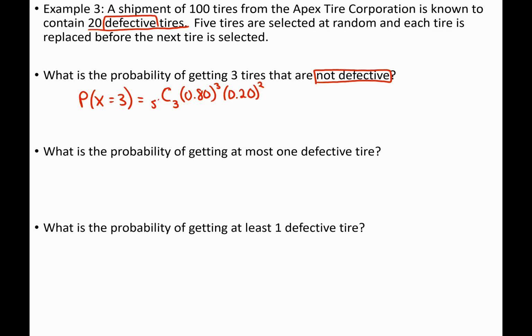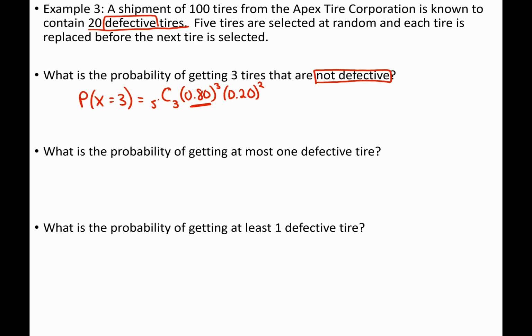So be careful on the first part. I want 3 tires that are not defective. From the question, I know that 20 out of 100 are. I know 20% are defective. So if I want not defective, I need that 80% as my success. So you have to make sure when you're setting things up, you might have to use a complement here or there. So just be careful on that.